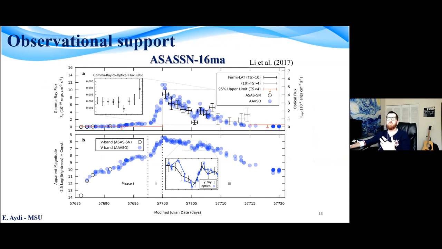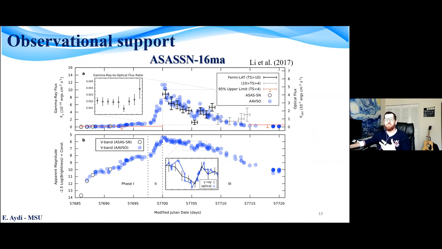The first observational support for this model came in 2016 with a nova called ASASSN-16ma, whose optical light curve, in blue here, and gamma ray light curve, in black, were correlated. I know correlation doesn't necessarily mean causation, but there's no reason for the optical and gamma ray light curves of a nova to follow each other unless they share the same origin, which is presumably the shocks.